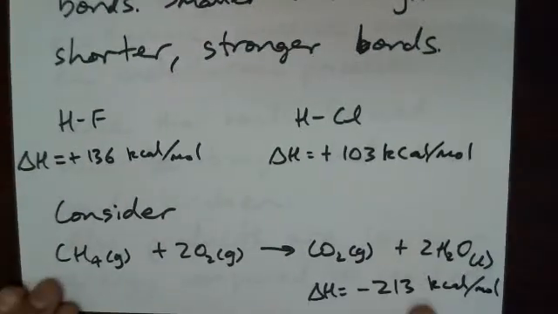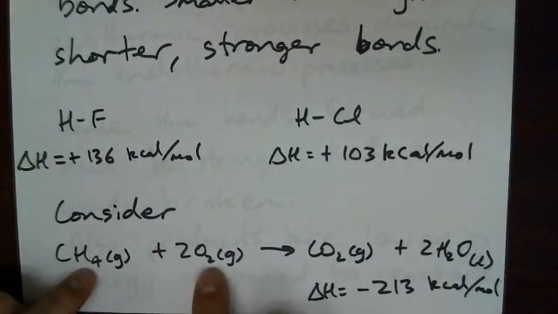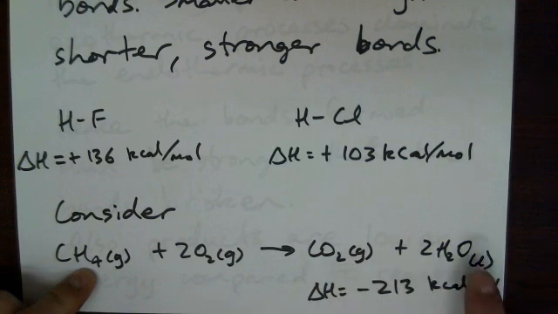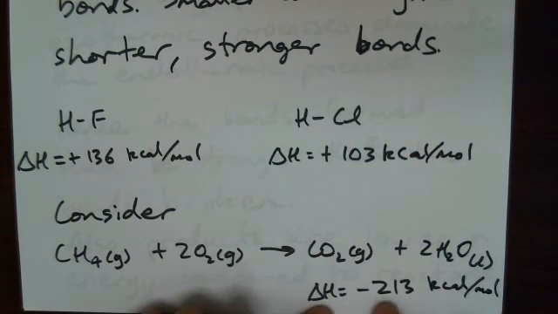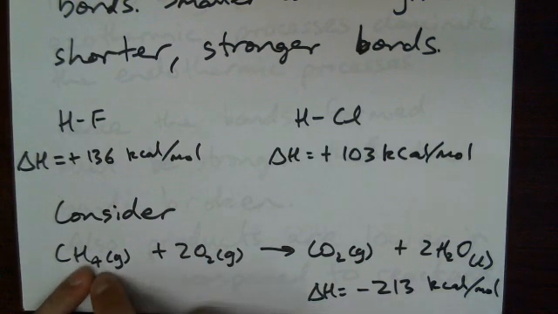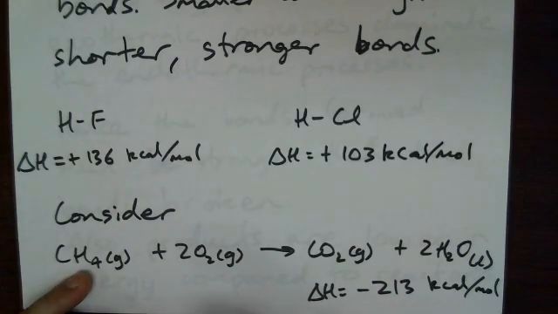Okay, so let's consider a reaction with methane and oxygen to give carbon dioxide and water. The delta H for that is minus 213 kilocalories per mole. So this is an exothermic reaction. It means that if you ignite methane and oxygen, then you're going to get heat released.